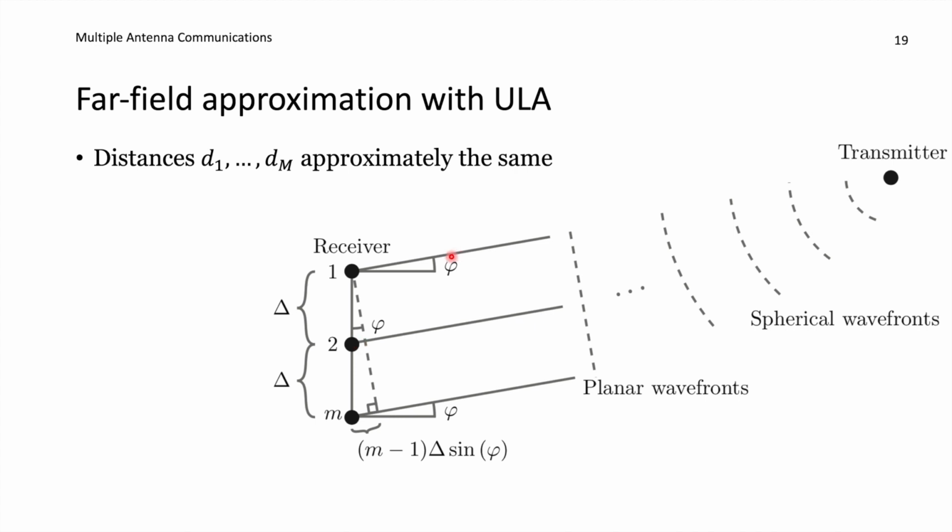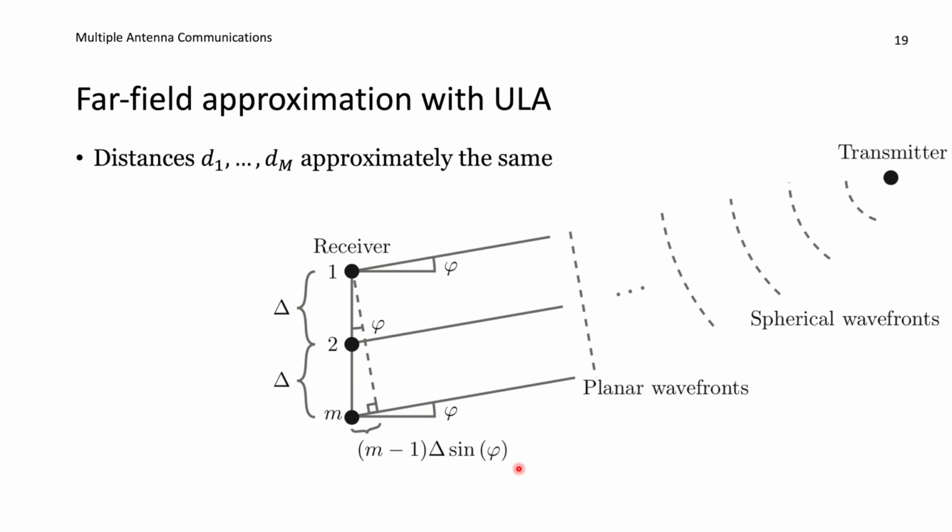So if you have d1 to the first antenna, then from the trigonometric rules, you can say that this angle of arrival also shows up here, and then this extra side will be the length from 1 to m. So it's m minus 1 times the antenna spacing delta, multiplied with the sine of the angle, and that gives you this extra distance. So dm is equal to d1 plus this extra distance.